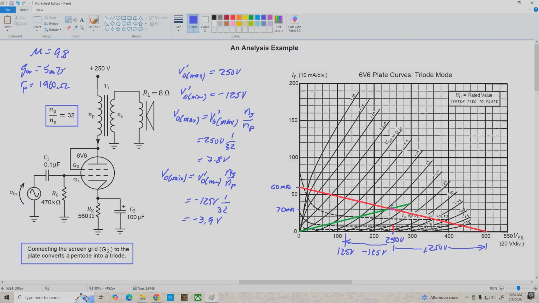Now, if we could move our operating point all the way over to the axis, we'd get a swing of negative 250 volts, but we can't do that. We could swing the grid positive, but the plate voltage is going to stop at minus 125.